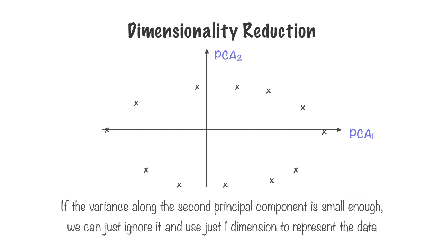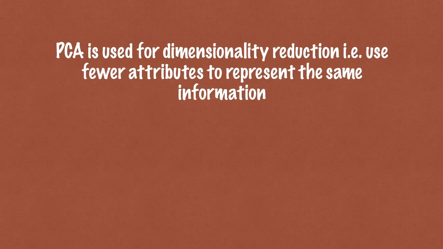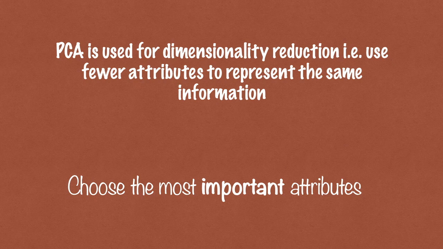This representation is more compact and captures the essence of the underlying data. And this is how PCA is used for dimensionality reduction. You use fewer attributes or fewer axes to represent the same information. And principal components analysis allows you to pick the most important attributes, the attributes which capture the most information about the underlying data set. Let's understand dimensionality reduction in terms of matrices.